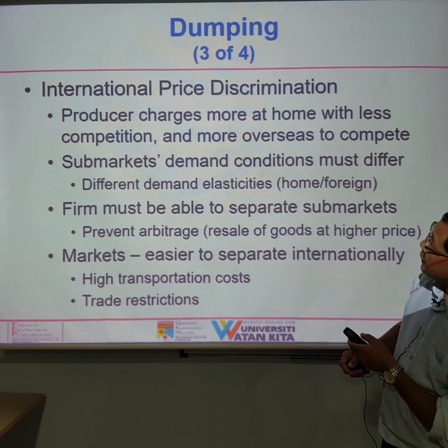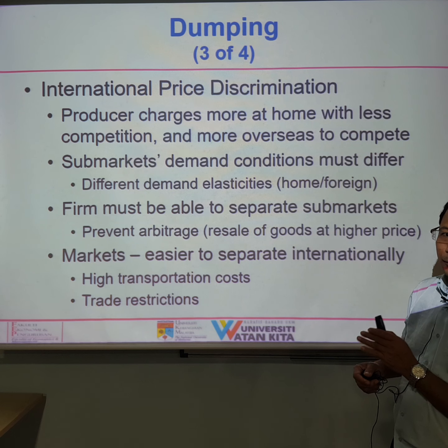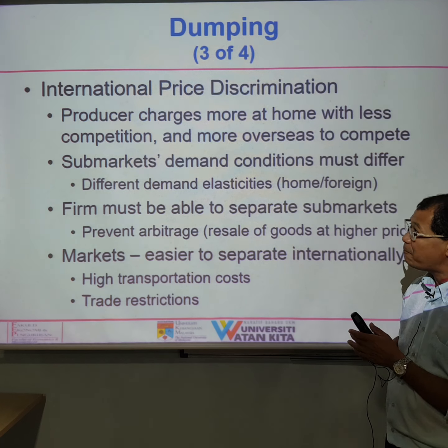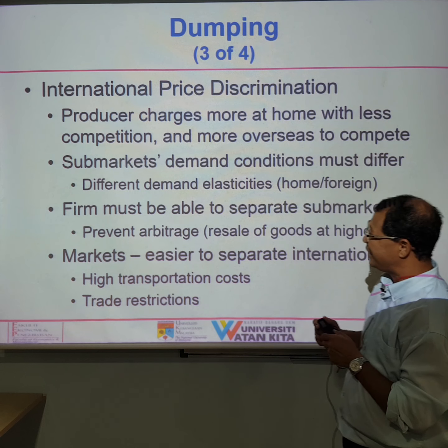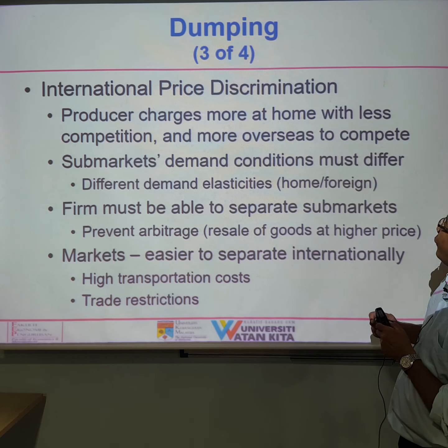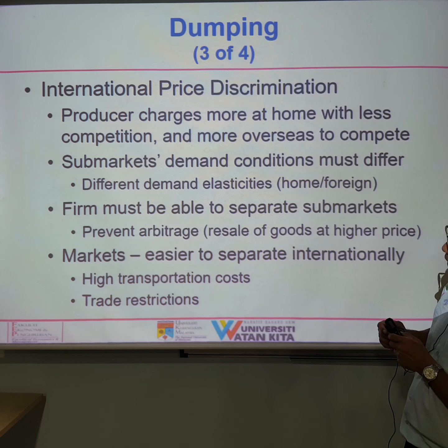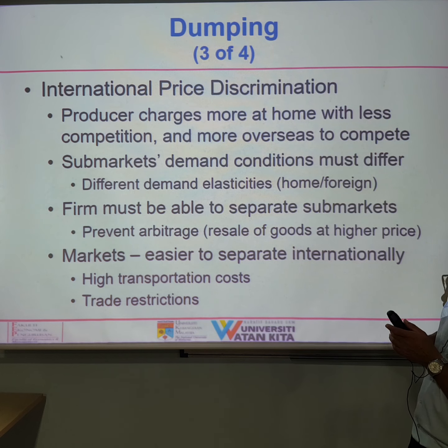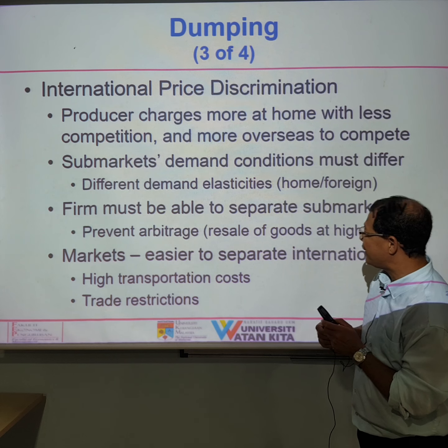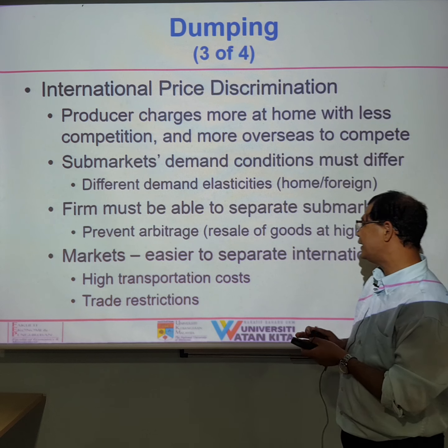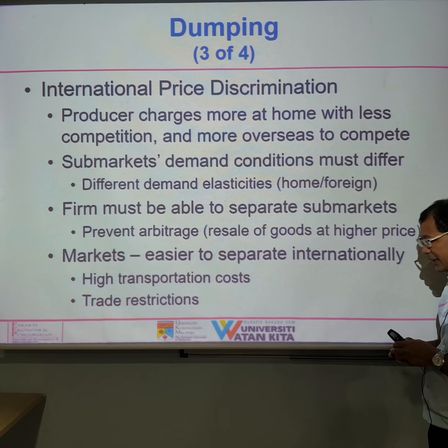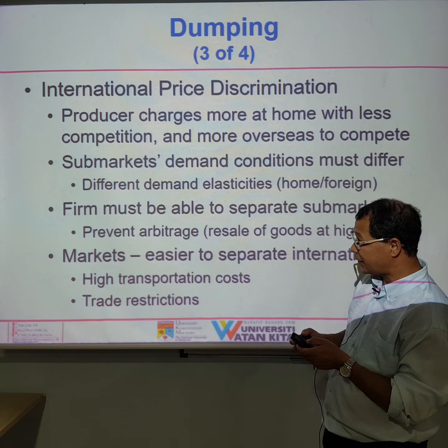So let's look at international price discrimination. When we're talking about dumping, producers charge more at home, with less competition, and less overseas to compete. In the submarkets, demand conditions must differ, with different demand elasticities. Firms must be able to separate submarkets and prevent arbitrage, the resale of goods at higher prices. Markets are easier to separate internationally, because of high transportation costs and trade restrictions.